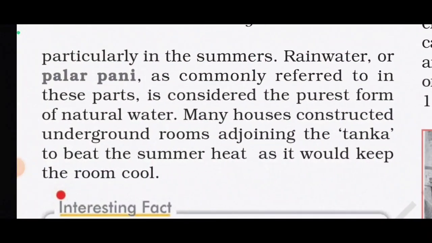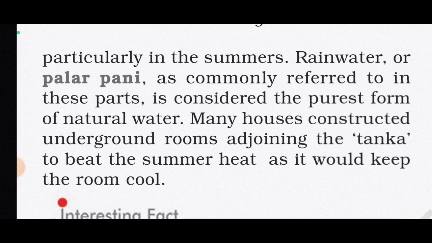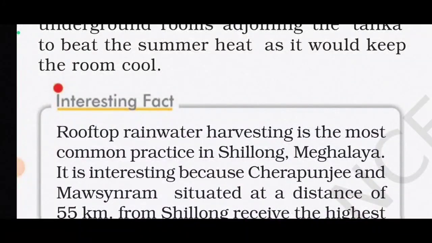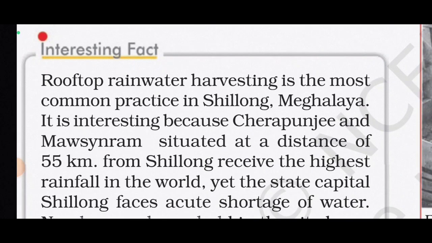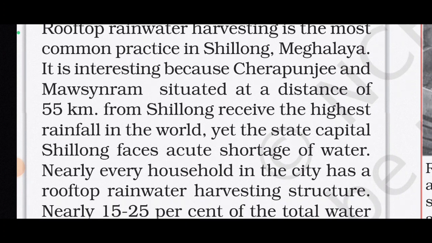Rainwater or palar pani, as commonly referred to in these parts, is considered the purest form of natural water. Many houses constructed underground rooms adjoining the tonka to beat the summer heat as it would keep the room cool. Now, interesting fact: rooftop rainwater harvesting is the most common practice in Shillong, Meghalaya.